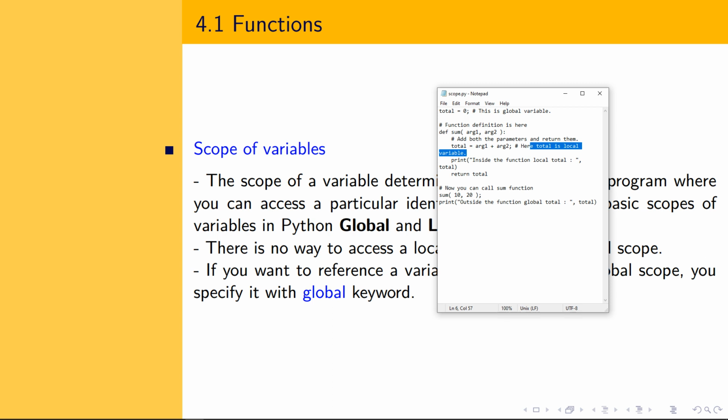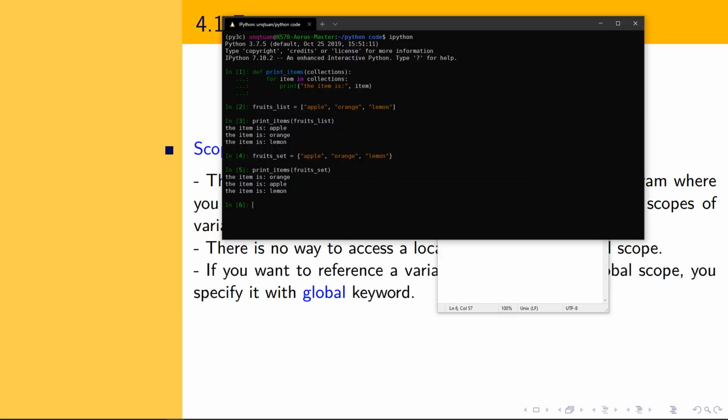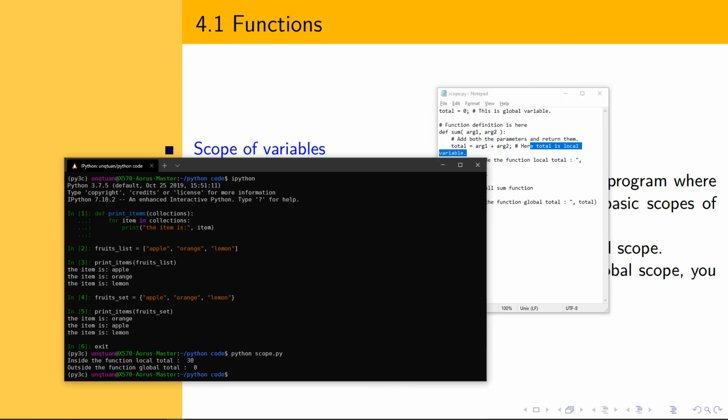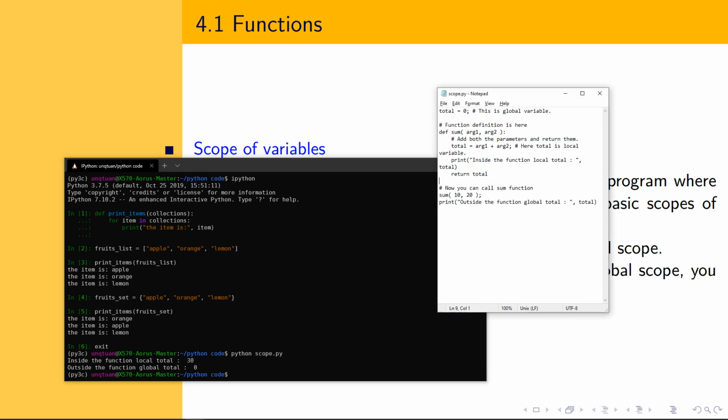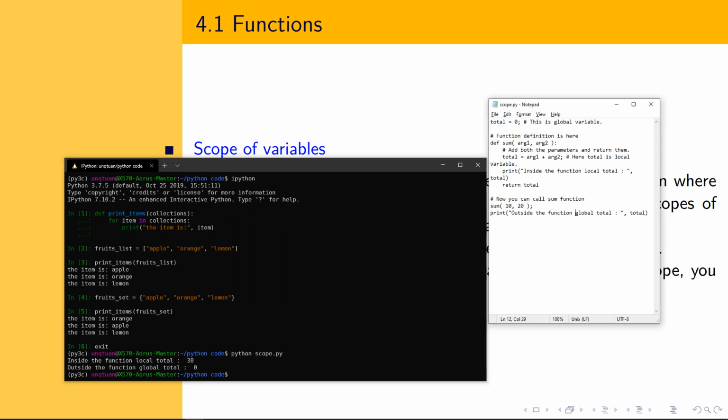So when we execute the code, I will use python scope.py, and then we should see inside the function the total of 10 and 20. So the total here is 30 inside the function. But outside the function, the global total is the same, it is actually 0, because what we do inside the function doesn't change the total here.